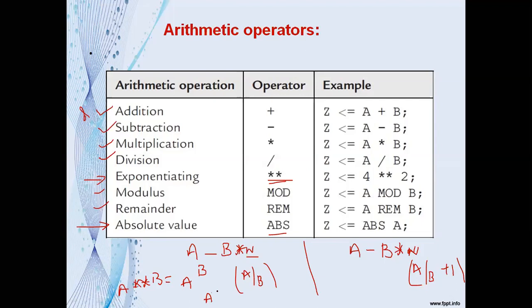A double star with 2 means A power 2. If you assign A is 10, then the resultant value is 10 power 2. So the exponentials are represented with the double stars. And the last operators are shift operators.